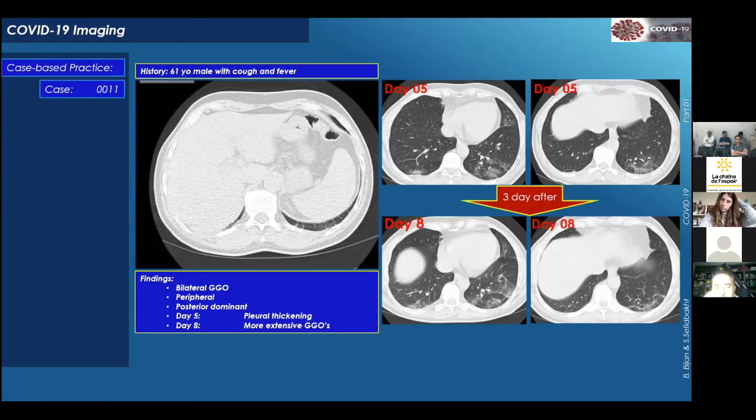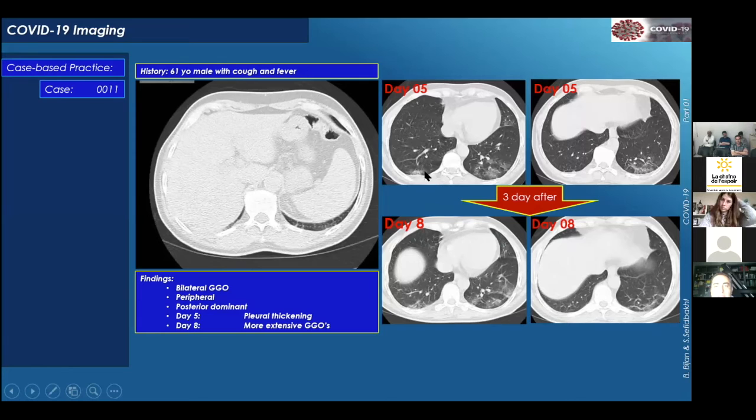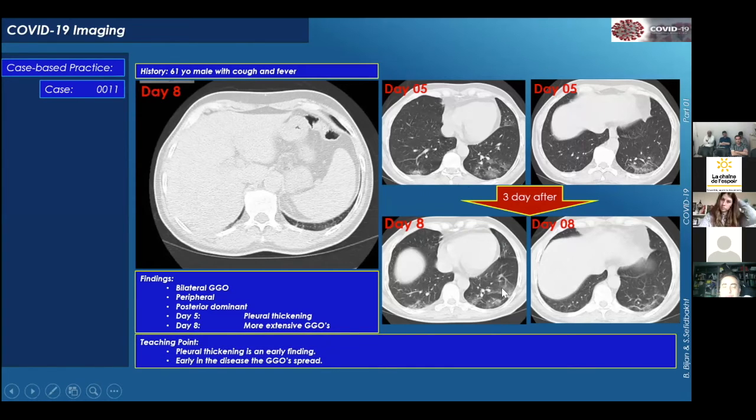The way that we report it, we're going to call it bilateral GGOs. They're peripherally located, mostly posteriorly located. Also, on day 5, I want you to pay attention to this area. This area is an area of pleural thickening. That is also important to mention. And now on day 8, you see most of these areas turn into patchy areas of ground glass opacity in the lung bases. Actually, the amount of those shows an increase.